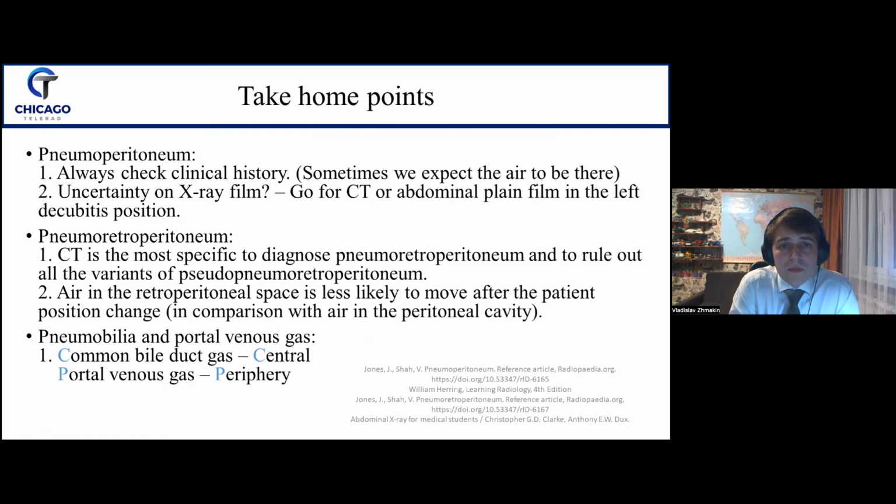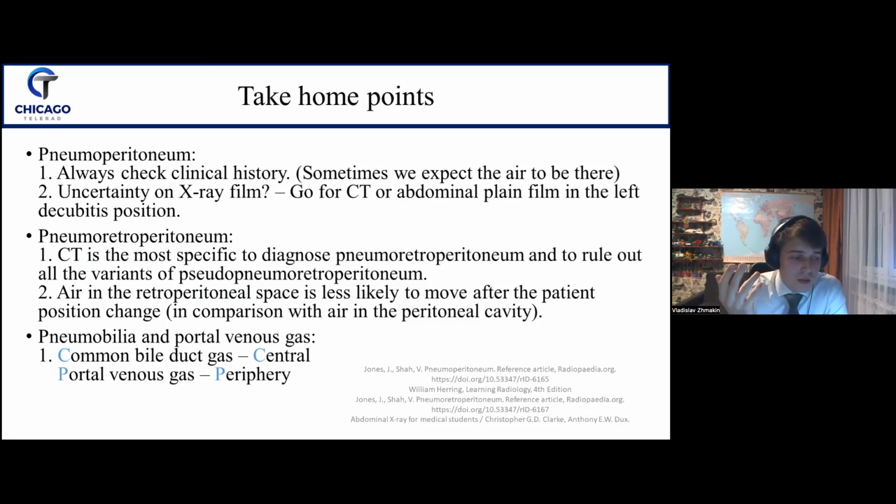And now I want to emphasize a couple of points. So regarding pneumoperitoneum, I think it's always important to check clinical history, but in case of pneumoperitoneum, it's especially important because sometimes we do expect to see air in the abdominal cavity. And if there is an uncertainty on X-ray film, you should go either for the patient position change or for CT. And regarding pneumoretroperitoneum, CT is the most specific to diagnose this condition and to rule out other conditions mimicking the pneumoretroperitoneum. And as I said, it's retroperitoneal space, not cavity.